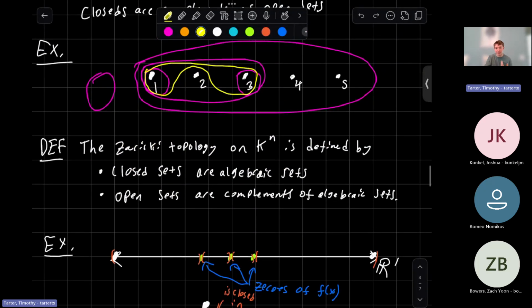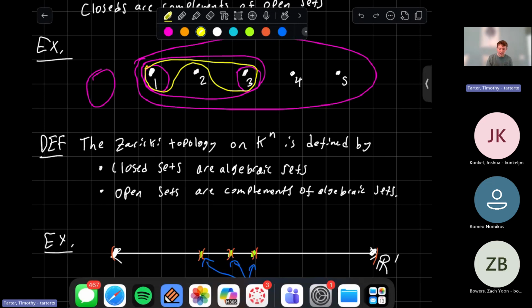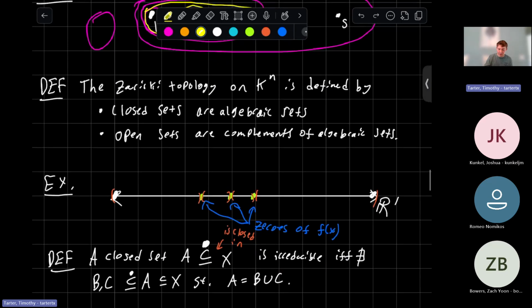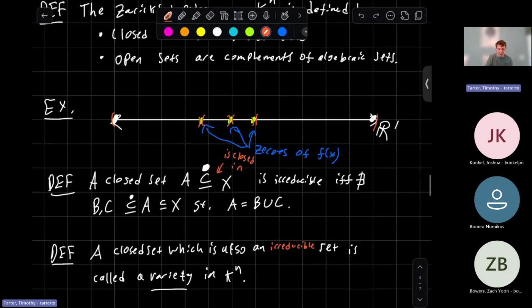The important thing is we can define the Zariski topology on affine space, where closed sets are algebraic sets. So closed sets are zeros of polynomials, and open sets are complements of algebraic sets. For example, on the affine real line, these are what closed sets look like, and the orange stuff, I don't know how visible this is, is an open set, the complement of the green points.